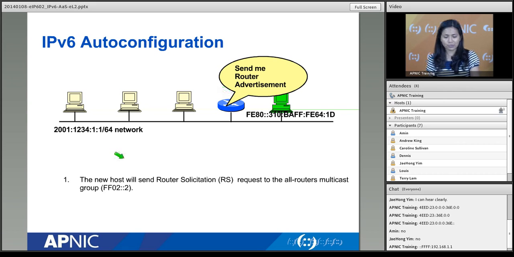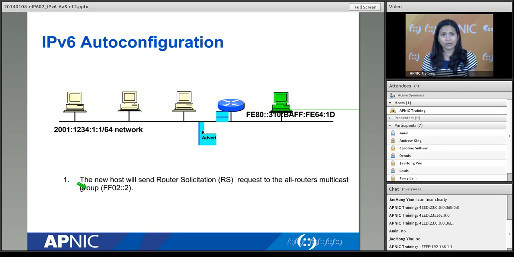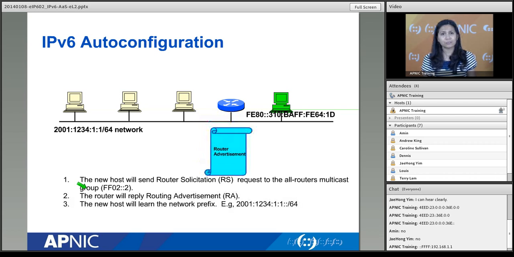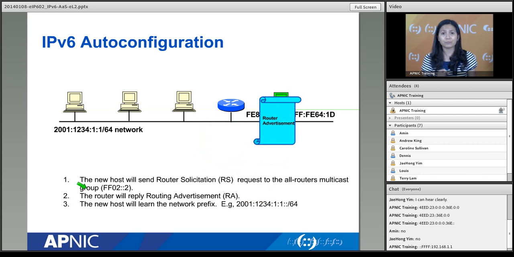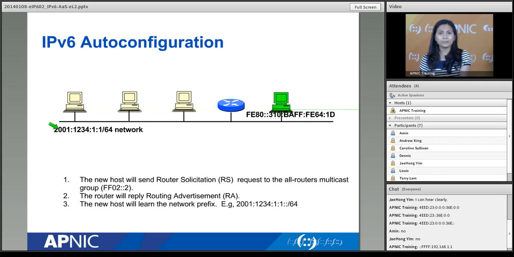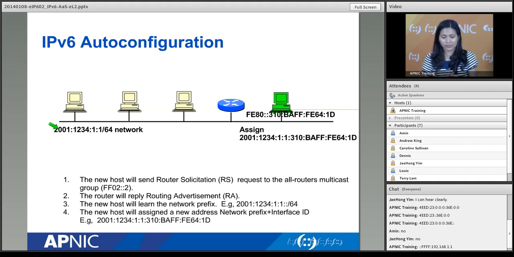So you send that to FF02::2. After that, the router will reply with the router advertisement message containing the network prefix only, and then you assign it yourself based on the network prefix and based on how you will assign your interface ID, either using EUI64 or a pseudo-random number. All right, so that's basically it. So now you have two addresses there. You have your link local address and you have your unique address.